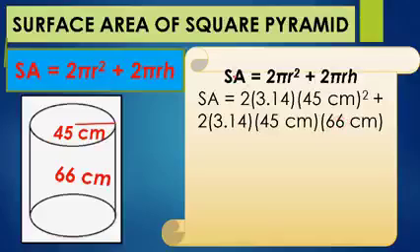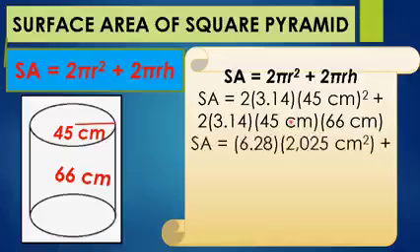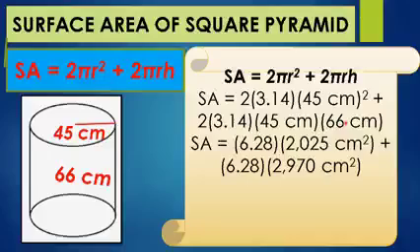Next step, okay, so dito we work out yung product of 2 and 3.14 and also finding the square of 45 centimeters. Ganun din yung case ng 2 and 3.14. Minultiply ko muna and also getting the product of 45 and 66. SA is equal to 6.28. So ito yung 6.28 and this is 2025 square centimeters. Okay, the square of 45 is 2025 plus another 6.28 and the product of 45 and 66, which is 2,970.